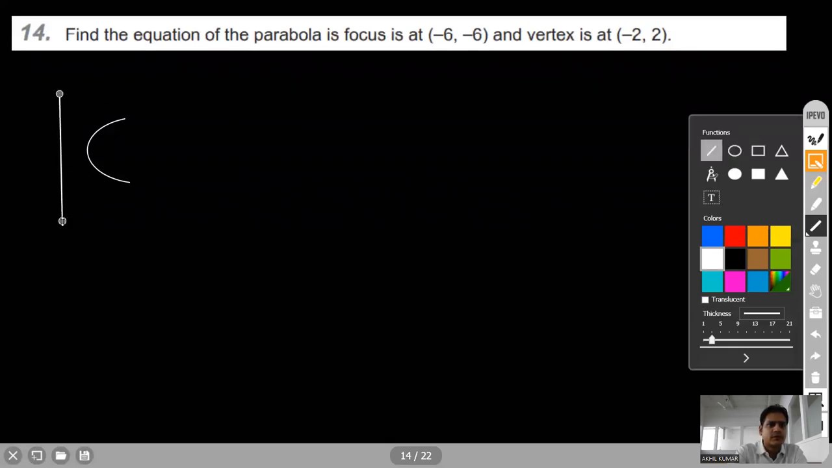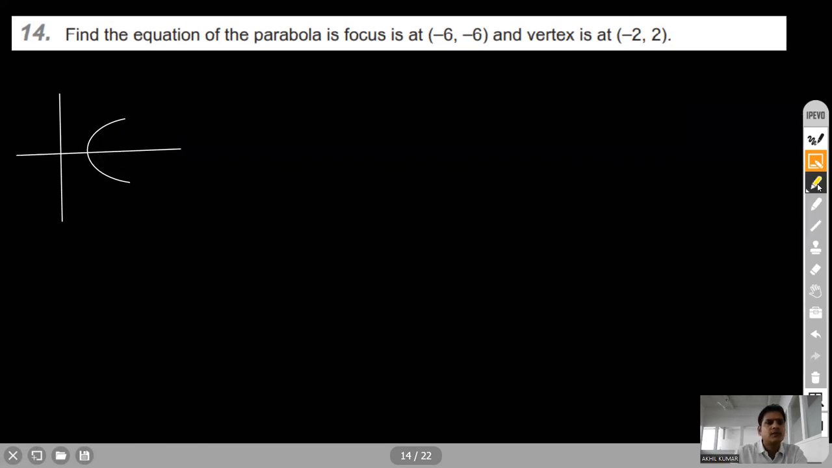This will be our directrix somewhere, and this will be our axis. Okay. So what is the focus? The focus of this parabola is at (-6, -6). And the vertex is at, this is our vertex, so the coordinates of the vertex are (-2, -2). And we need to find the equation of the parabola.